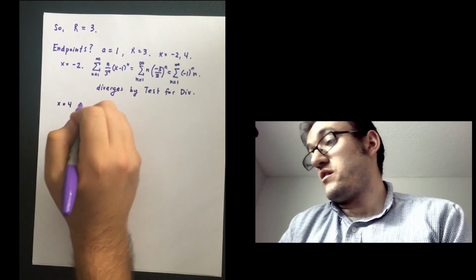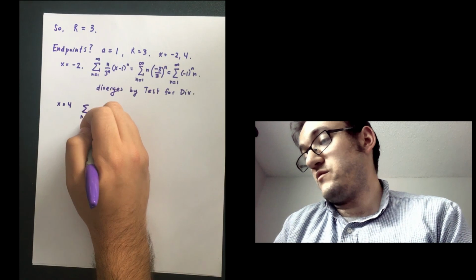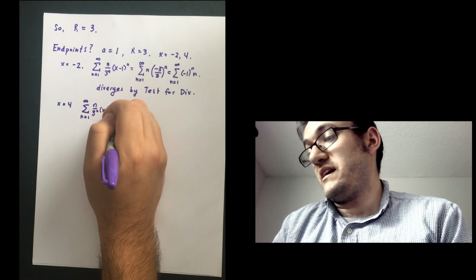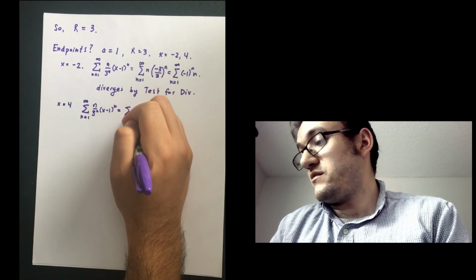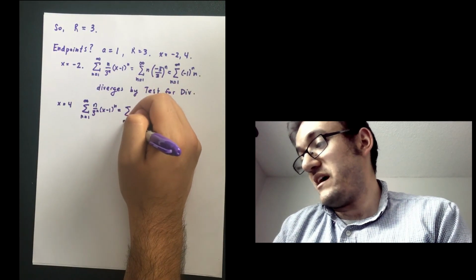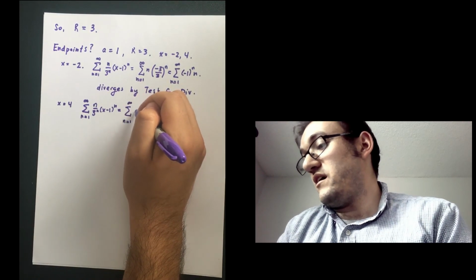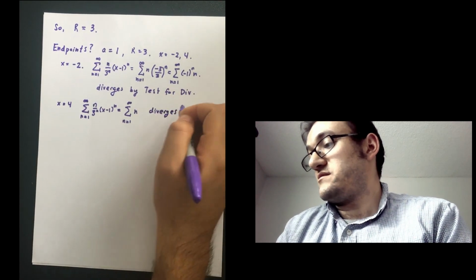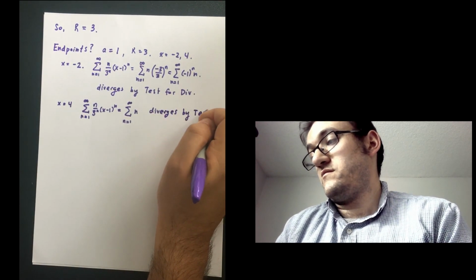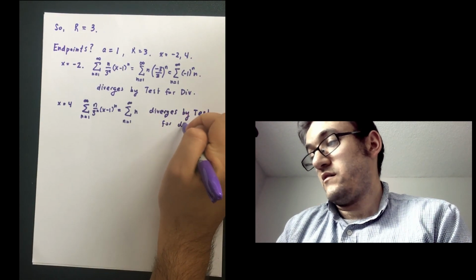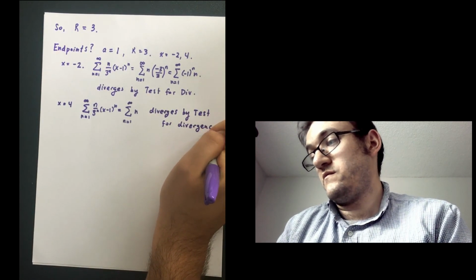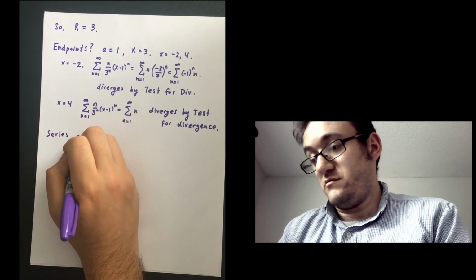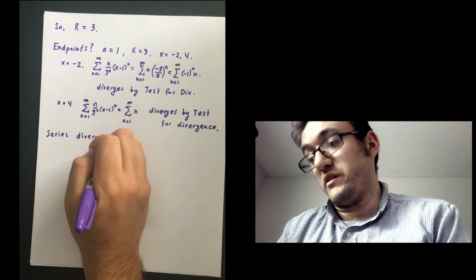When x equals positive 4, we have the sum from n equals 1 to infinity of n over 3 to the n, x minus 1 to the n. Well, here the parentheses just becomes 3 to the n. So we have the sum from n equals 1 to infinity of n. And this also diverges by the test for divergence. So the series does not converge at either endpoint. The series diverges at both endpoints.